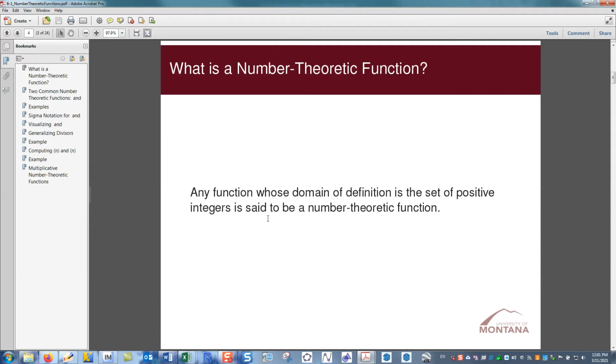So what's a number theoretic function? It's a function whose domain of definition is the set of positive integers. So anything that takes as input positive integers is said to be a number theoretic function.